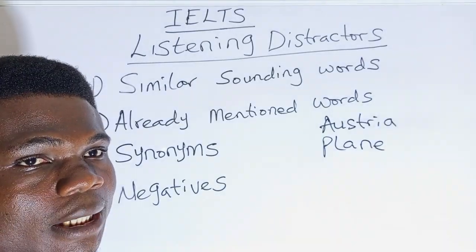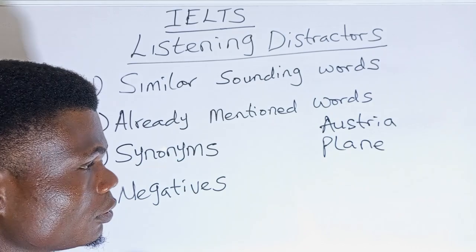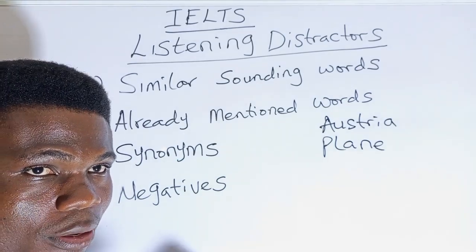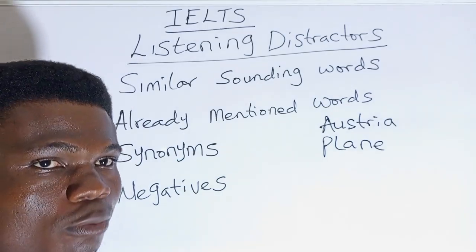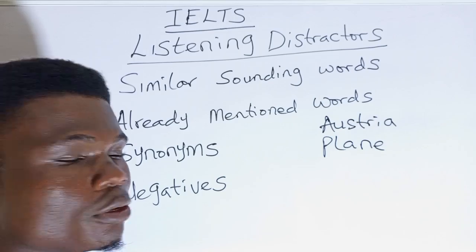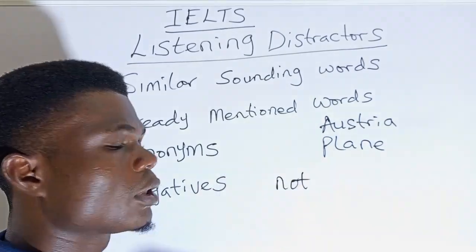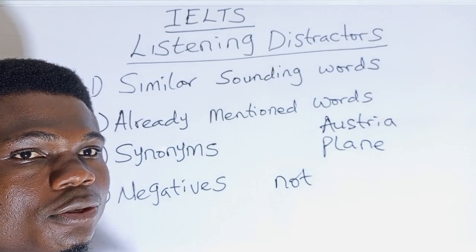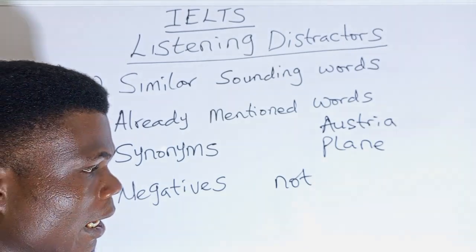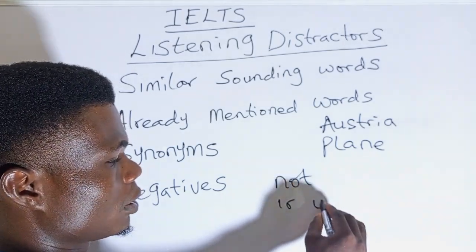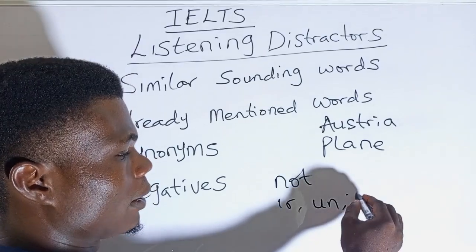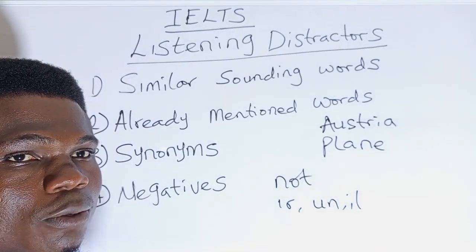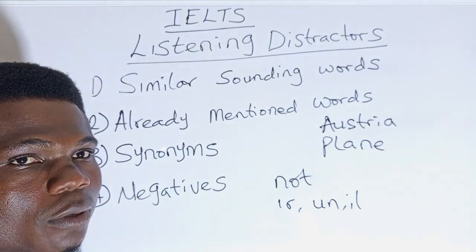The last distractor here is the use of negatives. Now, there are different ways to illustrate negation in a sentence. The one we are mostly familiar with is the use of not. But I tell you, there are different ways aside from the use of not. One of the ways is using prefixes, like irrelevant, IR, and IL, like legal, illegal. So illegal means not legal. So you have not in that sense.